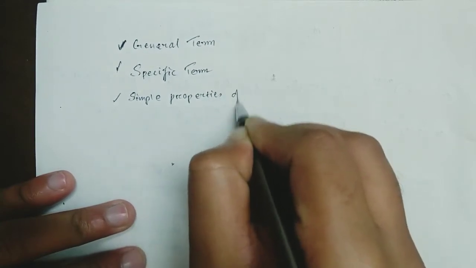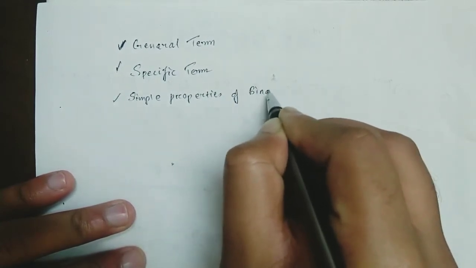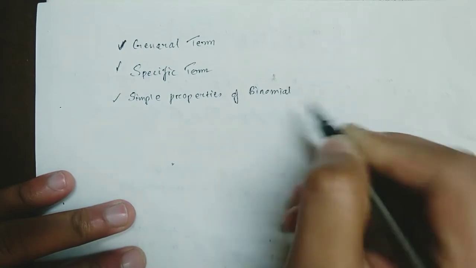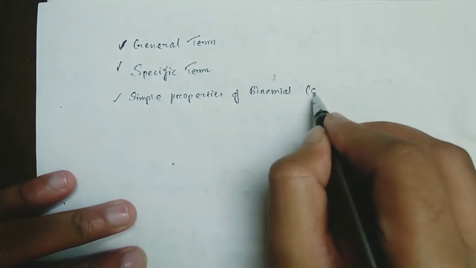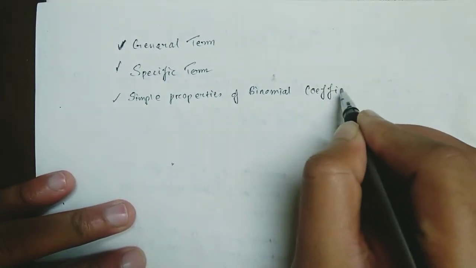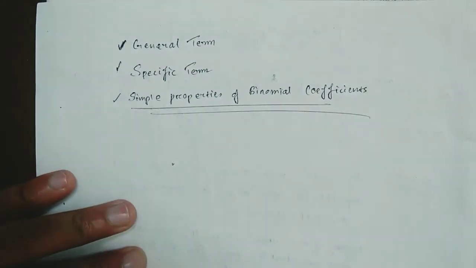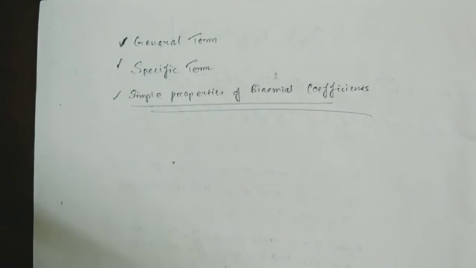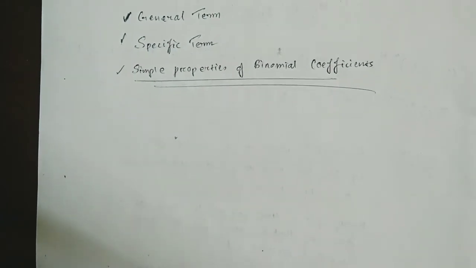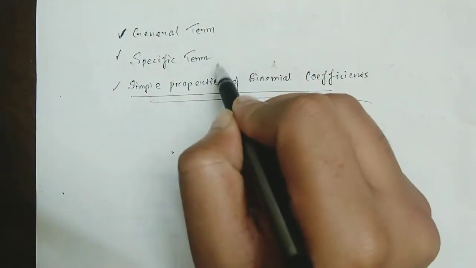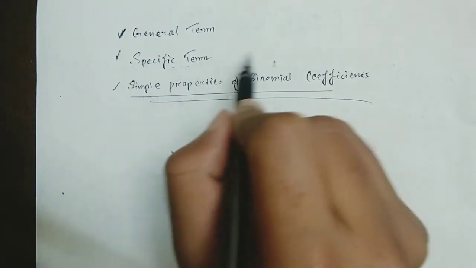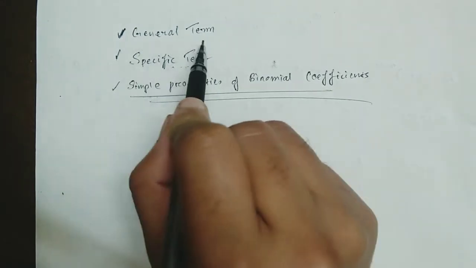Simple properties of binomial theorem, no, binomial coefficients. We'll talk about it when we come to this topic. Okay, so let's start with general term. Now specific term has different subdivisions, so we'll talk about it later, but we're starting with general term.